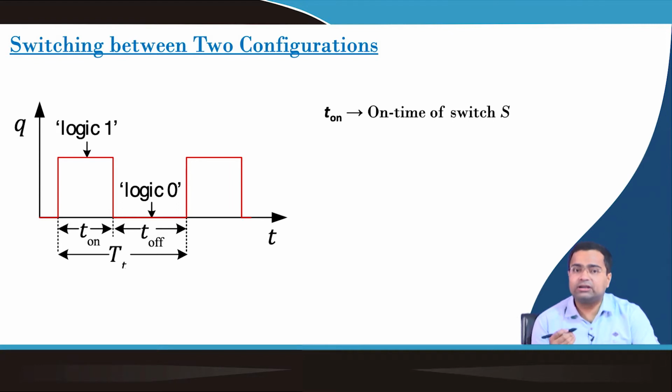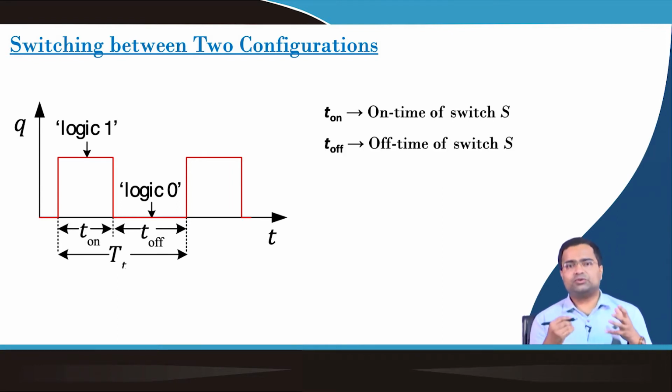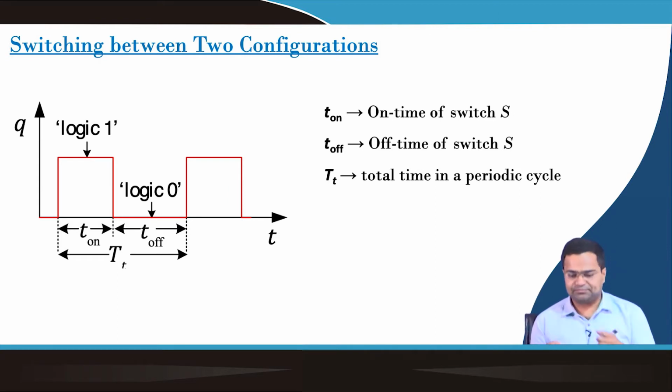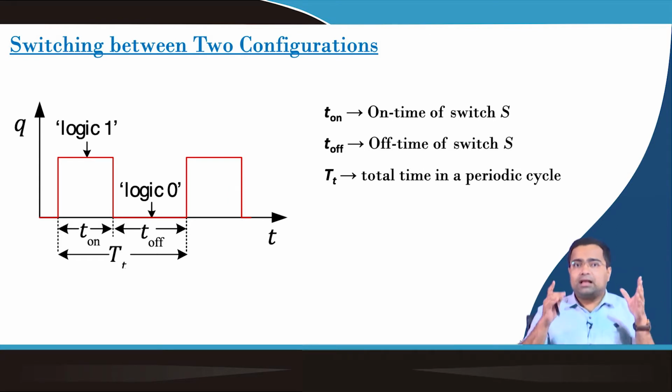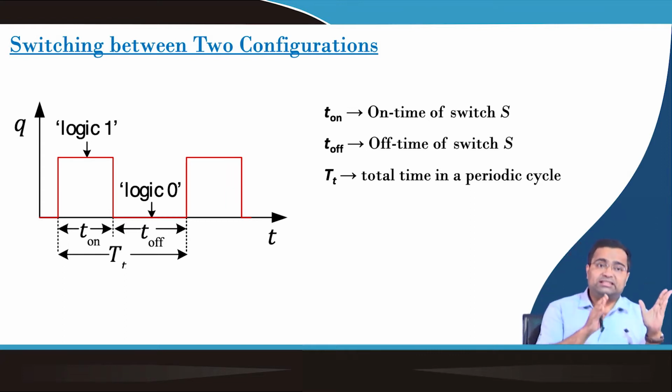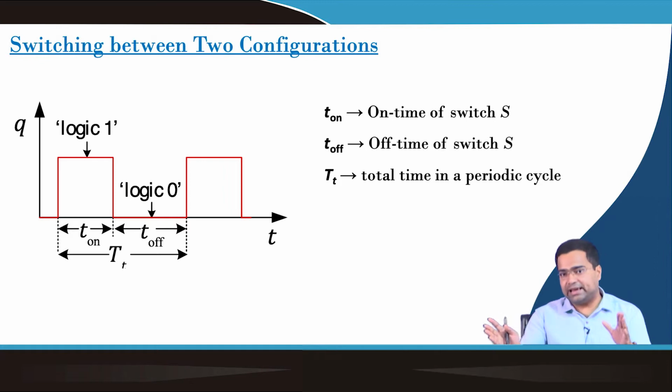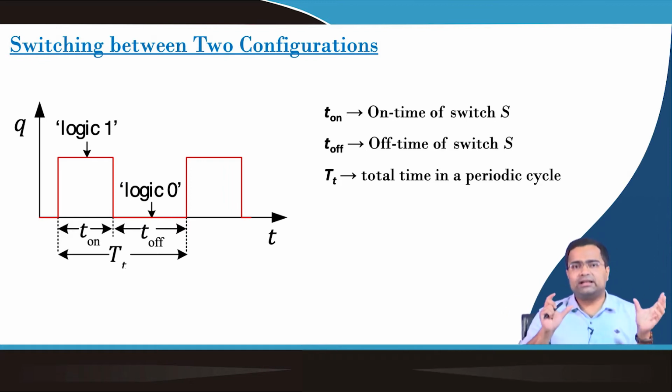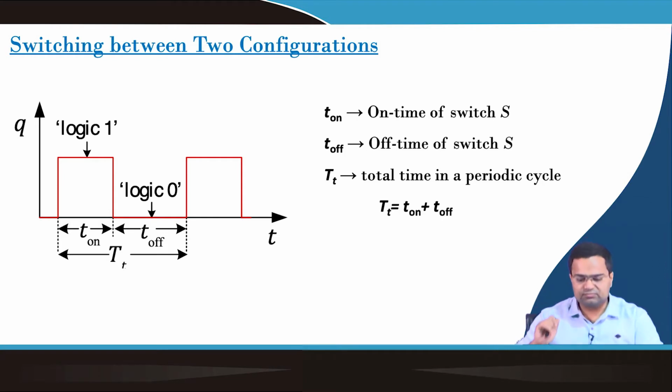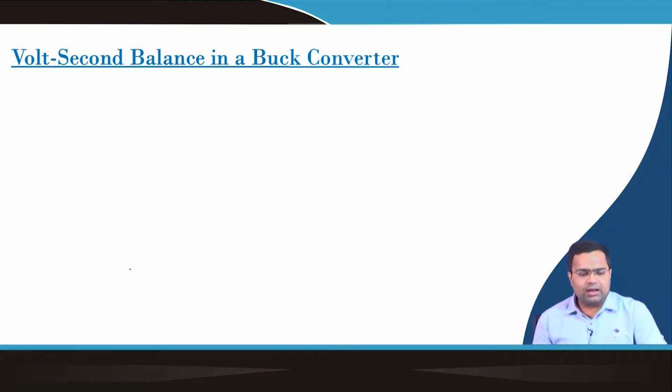Okay, T on is the on time of the switch S, off time of the switch S, and then the total time in a periodic cycle. But at steady state they must operate in a periodic fashion. That means at steady state the time period will be constant. But if there is a change in operating condition, the steady state condition can change, then depending upon how we are generating the timing constraint, the time period can also change. But when it reaches steady state, then at that particular time the time period will be constant, total time.